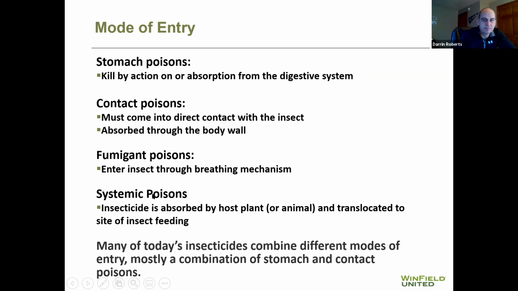There's also different fumigants on the market. A lot of these are used in vegetable production, things like that. Potatoes, for example, they fumigate the soil to kill the nematodes in the soil before planting potatoes. There's systemic poisons as well. One example of this would be our neonics that we use as seed treatments on soybeans. They have very good systemic action within the plant, and so that's a mode of entry as well. But like I said before, a lot of our insecticides are a combination of a stomach poison and they have contact properties as well.